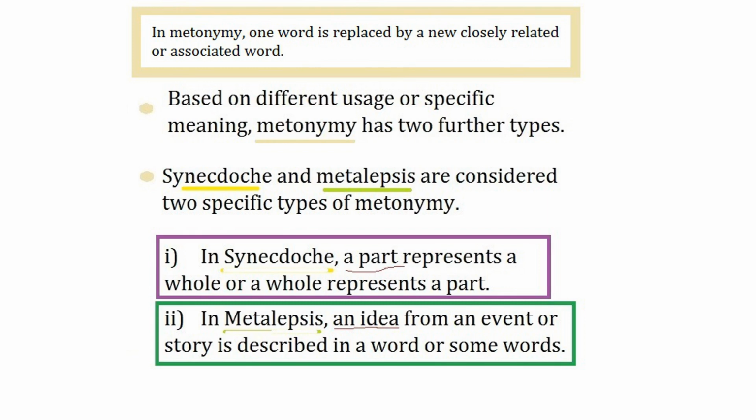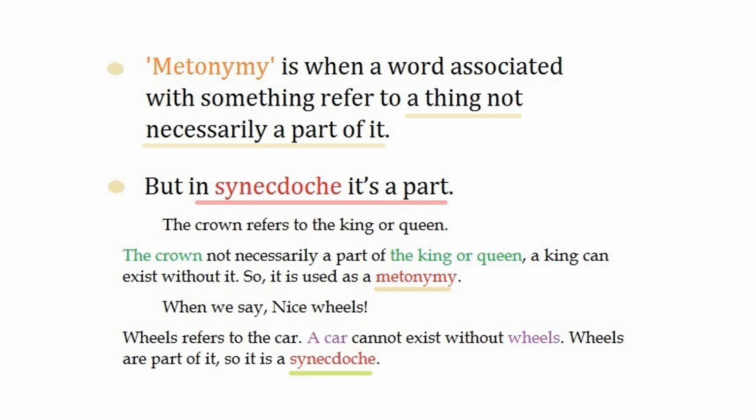In synecdoche, a part represents a whole, or a whole represents a part. In metalepsis, an idea from an event or a story is described in a word or some words. Metonymy is when a word associated with something is used to refer to the thing, not necessarily a part of it. But in synecdoche it's a part. The crown refers to the king or queen. The crown is not necessarily a part of a king or queen. A king can exist without it, so it is a metonymy.